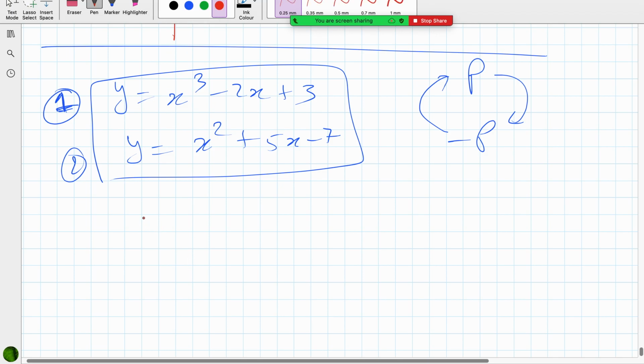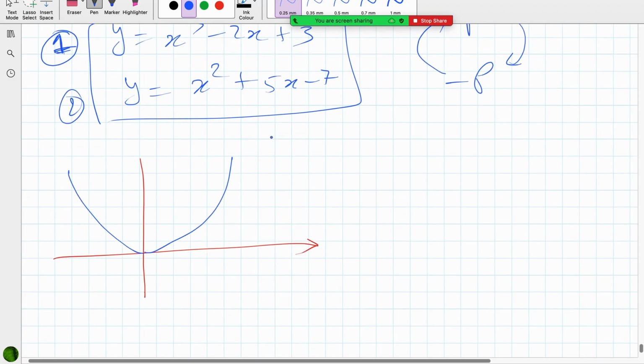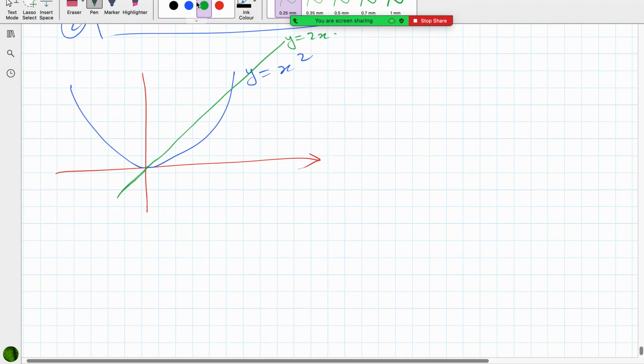Now let's write few simple questions and then solve. For example, let's make it even simpler. This is the first equation, y is equals to x square. This is the second equation, y is equals to 2x. And you are asked to find the area between the two curves.